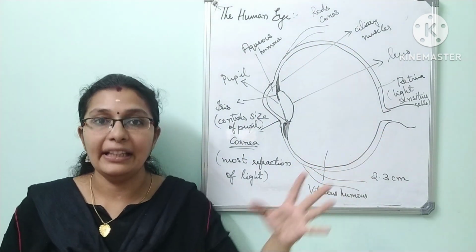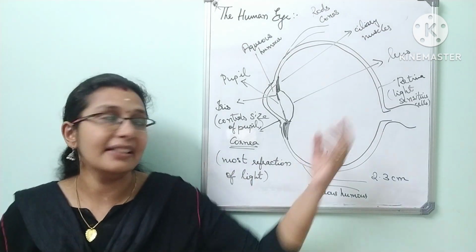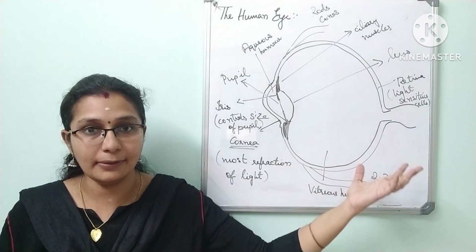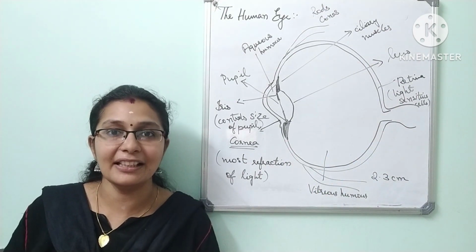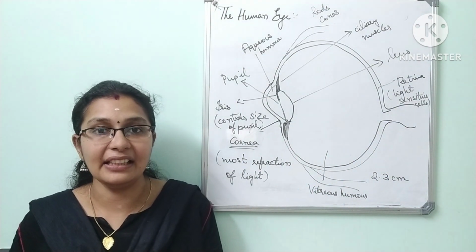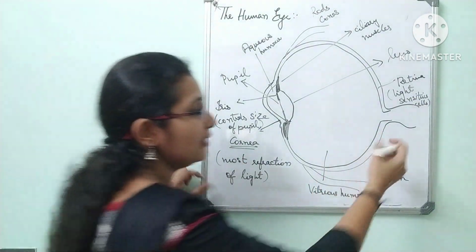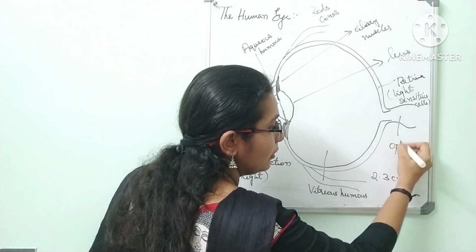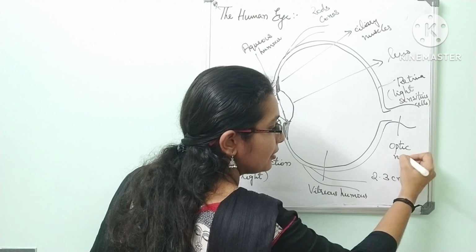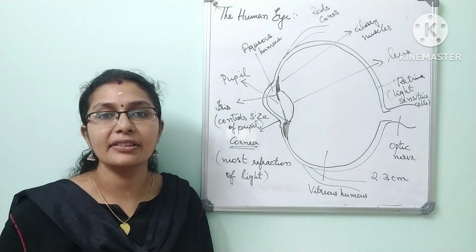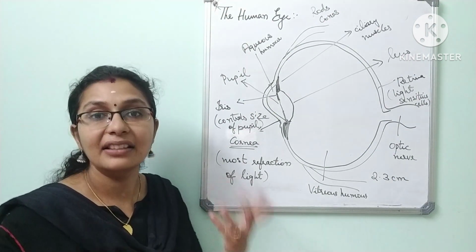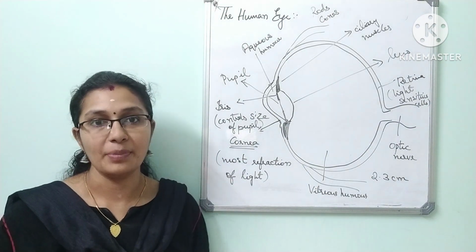On illumination, that is when light is incident and the image is formed on the retina, it sends signals. What kind of signals, you know? Electrical signals through the optic nerve. This is the optic nerve. Where does it go? It goes to the brain. So the brain decides how the image is formed, and that is how we are able to perceive the object.